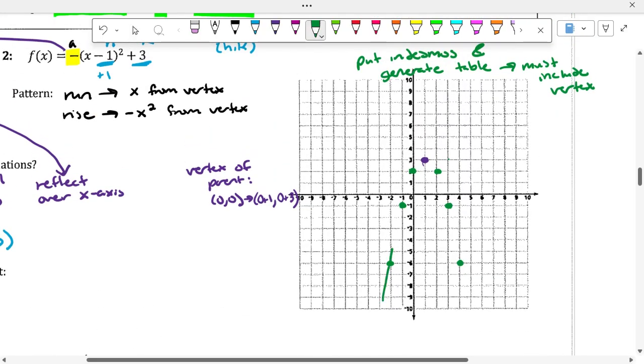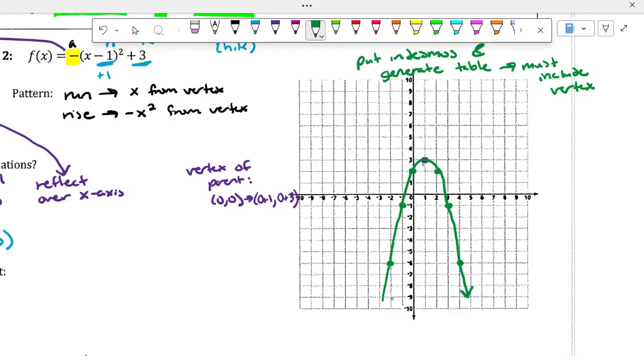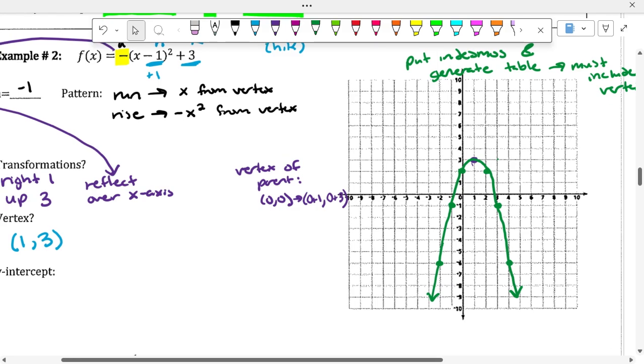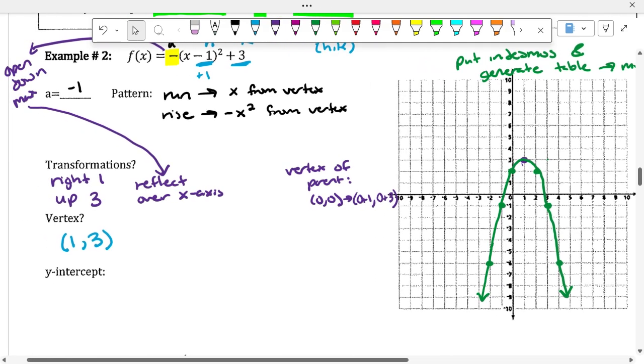All right, so this is what my graph would look like. So what's my y-intercept? We have it on this graph. What's the y-intercept? 0, 2.